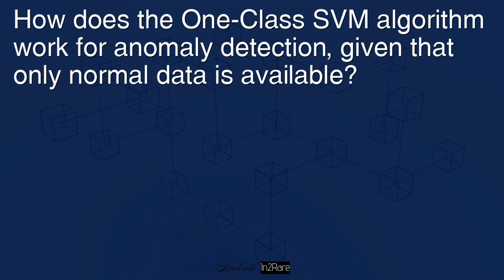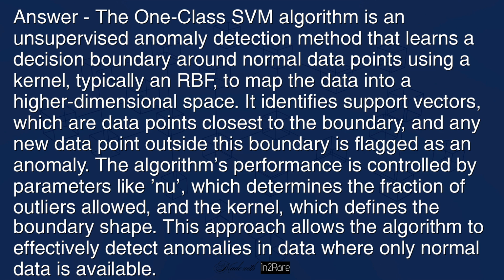How does the one-class SVM algorithm work for anomaly detection, given that only normal data is available? Answer: the one-class SVM algorithm is an unsupervised anomaly detection method that learns a decision boundary around normal data points using a kernel, typically an RBF, to map the data into a higher dimensional space. It identifies support vectors, which are data points closest to the boundary, and any new data point outside this boundary is flagged as an anomaly.